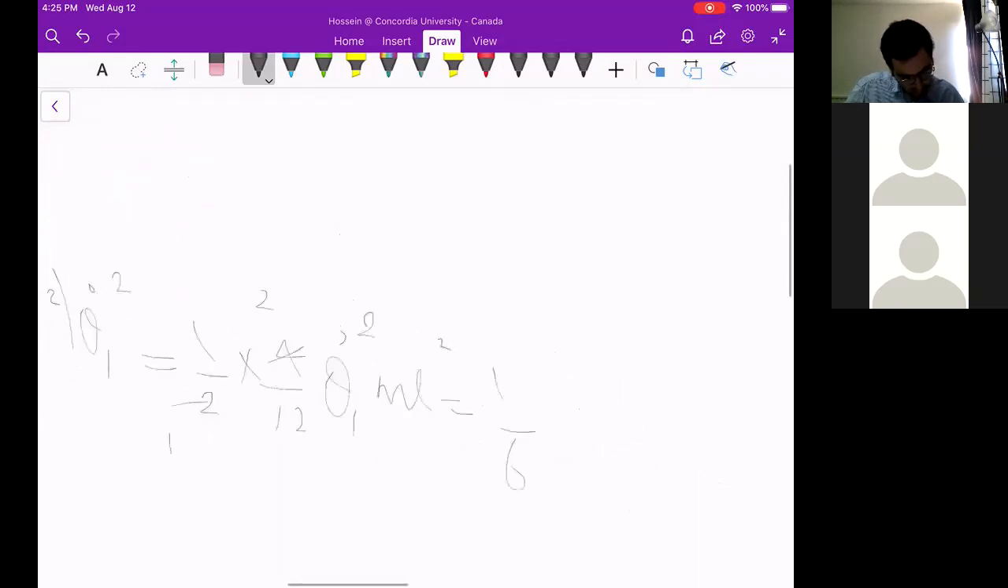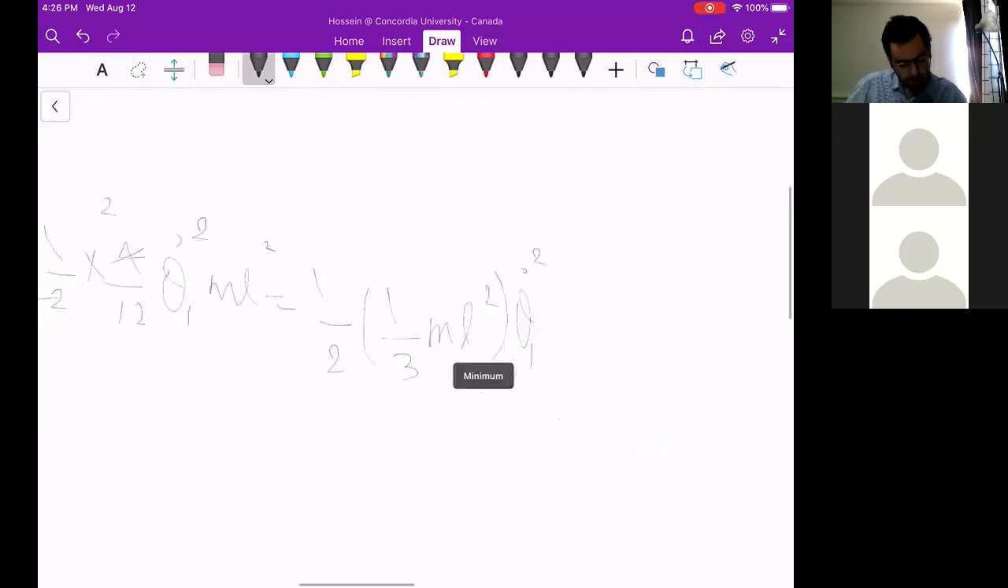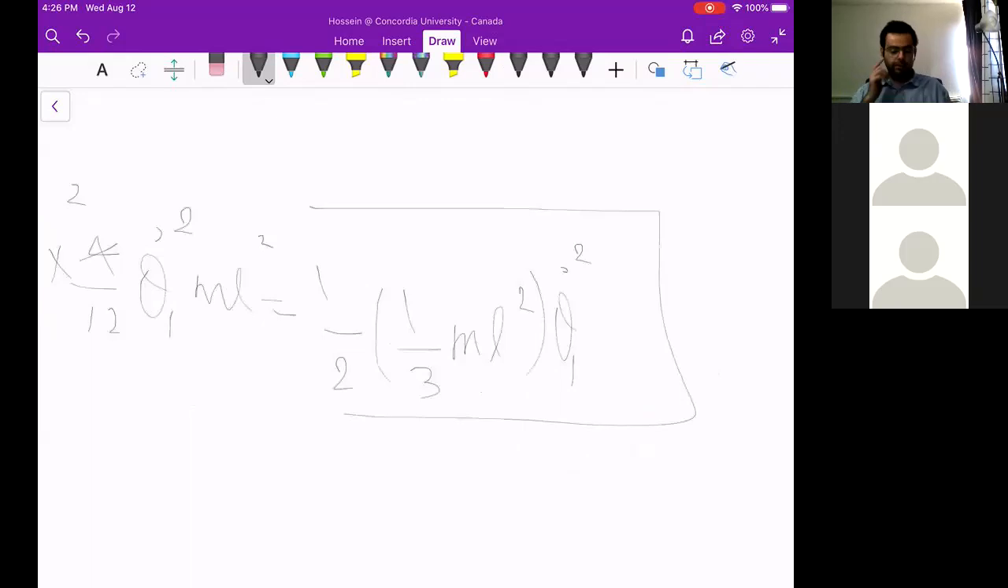Okay. Totally is m. Okay, 1/3 ml squared theta dot 1. This is the total kinetic energy of the first mass.